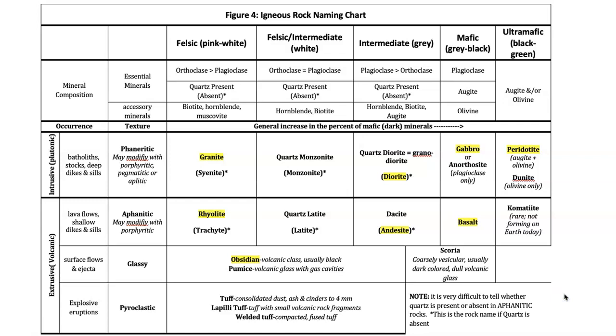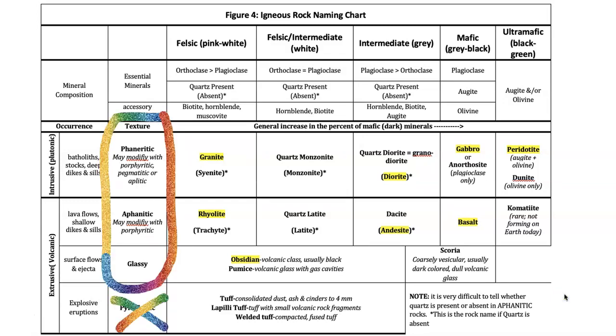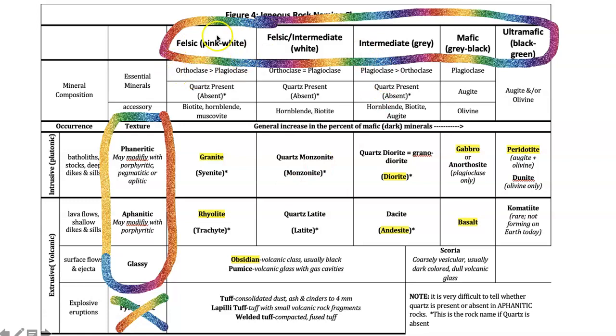Remember from the last video that we're going to look at texture in this column, and it's either going to be coarse-grained or phaneritic, fine-grained or aphanitic, or glassy, which means having no minerals at all. We're not going to use this texture called pyroclastic, just to simplify things. In terms of composition, we're going to look at felsic. We're not going to use this intermediate category. Intermediate composition, mafic, and ultramafic.